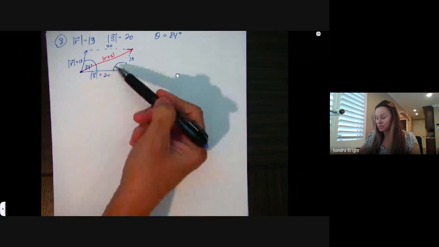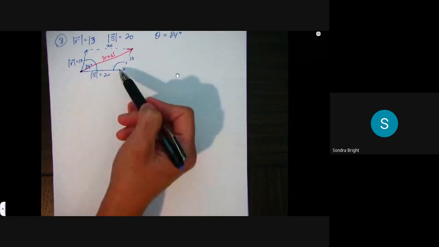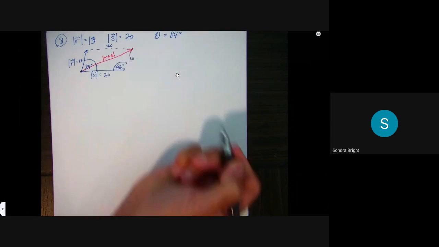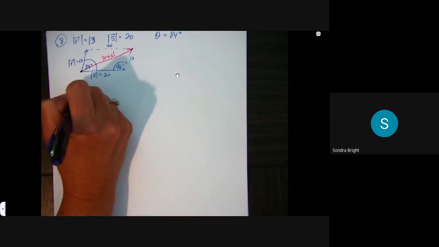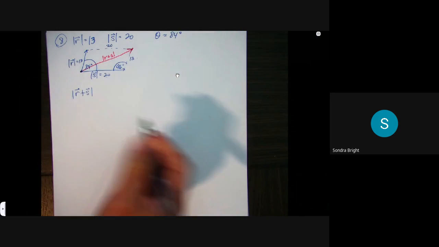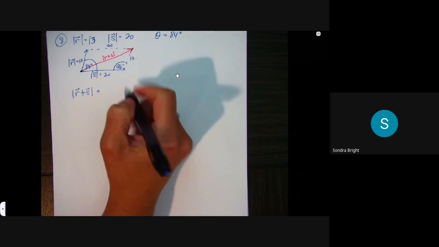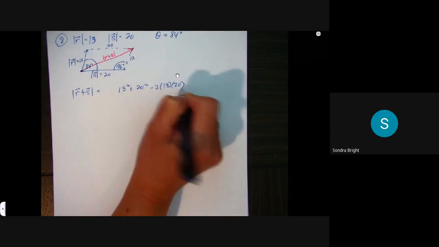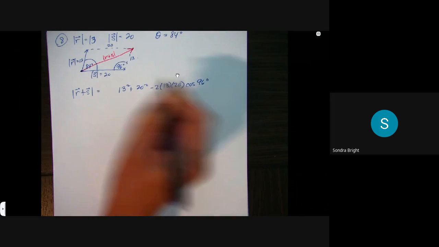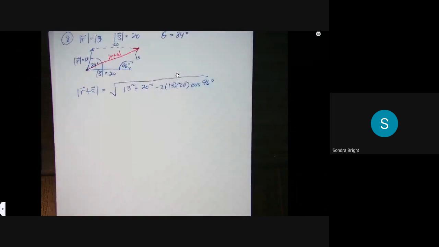But we know that if this angle is 84 degrees, then these two angles in a parallelogram add up to 180. So this angle here is 96 degrees. And so I can find R plus S, this magnitude, by doing law of cosines. This guy squared would be side squared plus side squared minus 2 times side times side times the cosine of 96 degrees. So I'm going to do the square root of that whole thing.